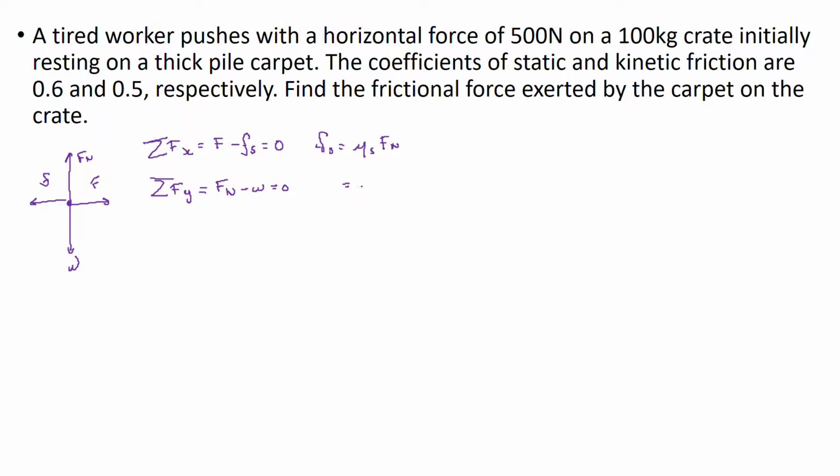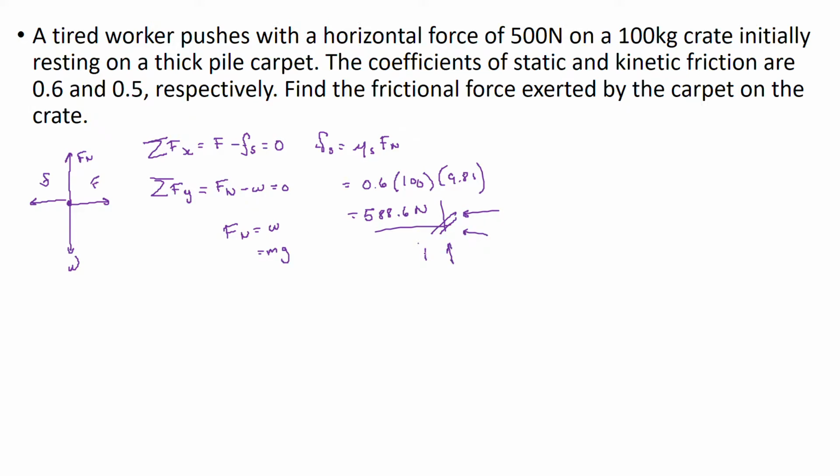From there, we know that the static friction coefficient is 0.6, and the normal force is the weight, because normal force is equal to the weight, which is equal to mass times gravity. This is going to be 100 times 9.81, and this is going to be equal to 598.6 newtons. Okay, so just by looking at this, we know that this thing isn't going to move. No matter what, this thing is not going to move.